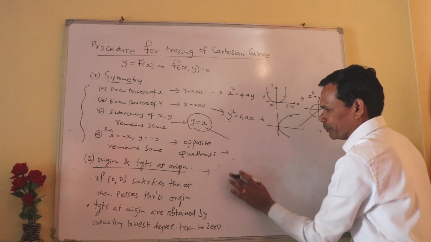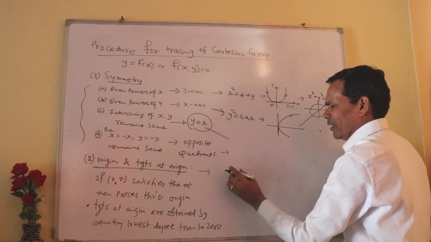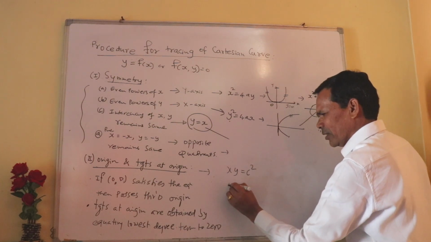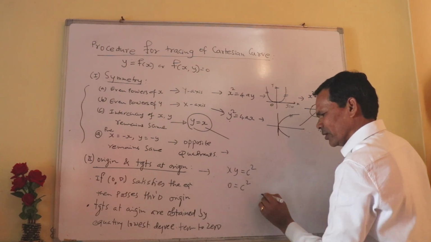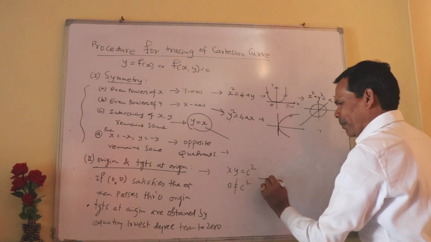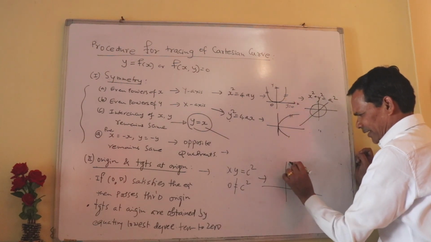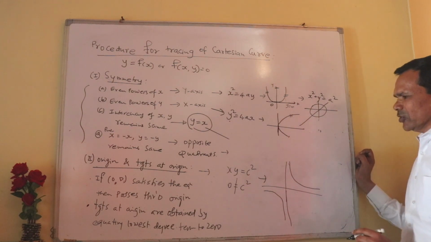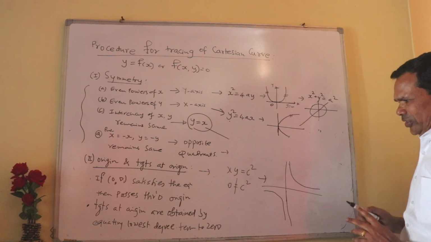Similarly, if you take some more curves, xy is equal to c square. Rectangular hyperbola: 0 is equal to c square is not satisfied. The curve does not pass through origin. The curve is something like this. If you try to draw it, it is this curve. So this curve does not pass through origin.